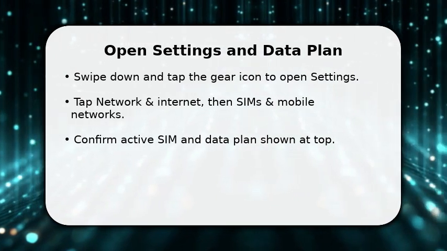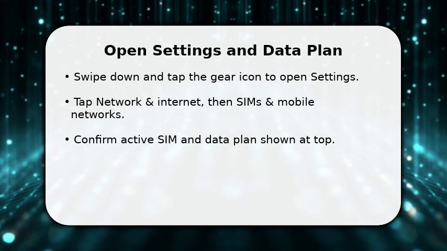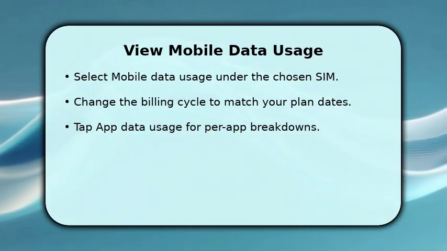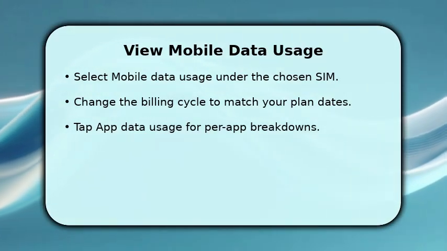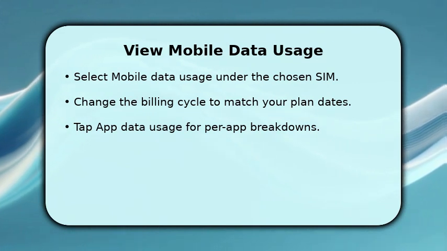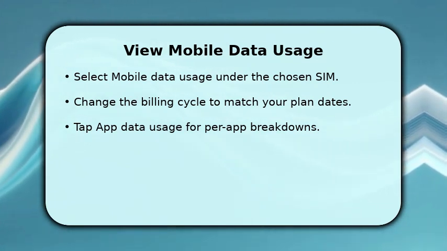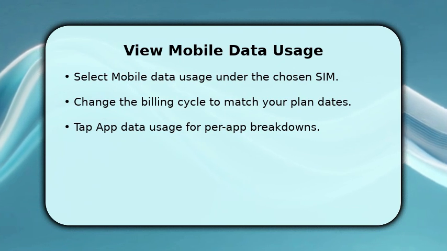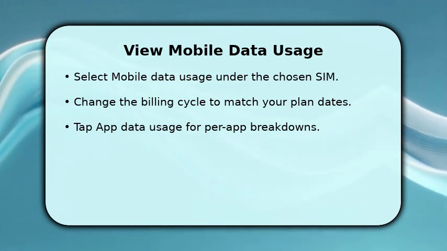These initial steps prevent confusion when different SIMs are in use. Now, you tap mobile data usage to see totals for the current billing cycle. Change the cycle dates so numbers align with your bill. Once aligned, inspect the graph and total bytes for the period to understand overall consumption.